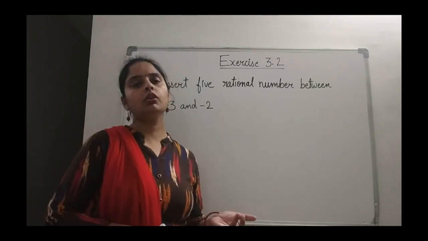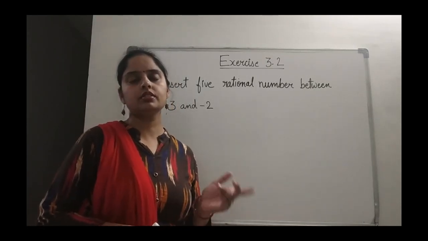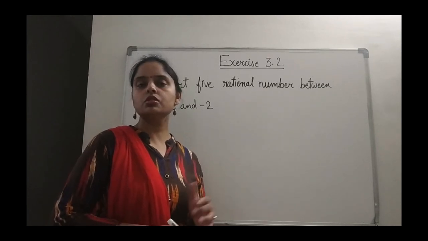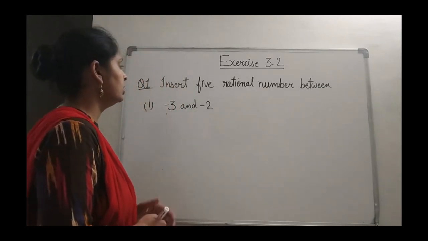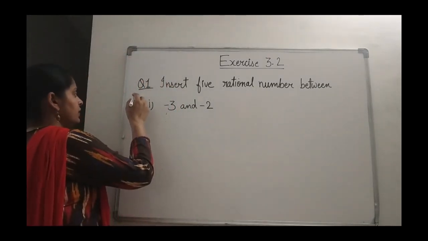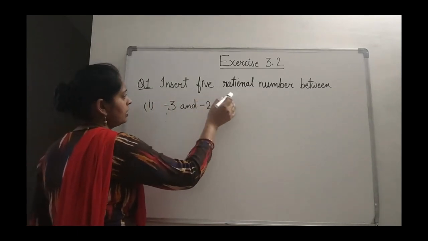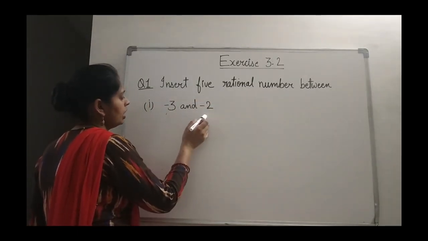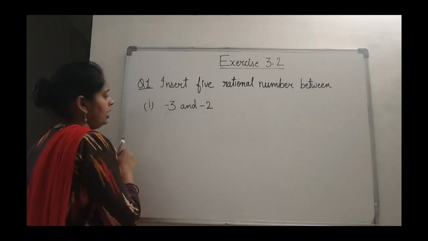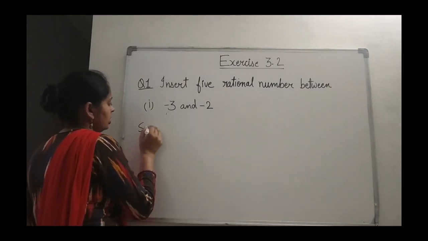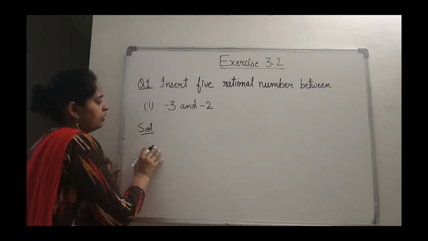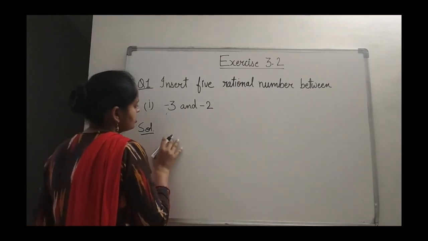Students, as we have already started with our exercise 3.2, some questions are left. So today let's see the left questions. Today's very first question: insert 5 rational numbers between -3 and -2. And for this I told you how you have to do. We have done the concept for this.